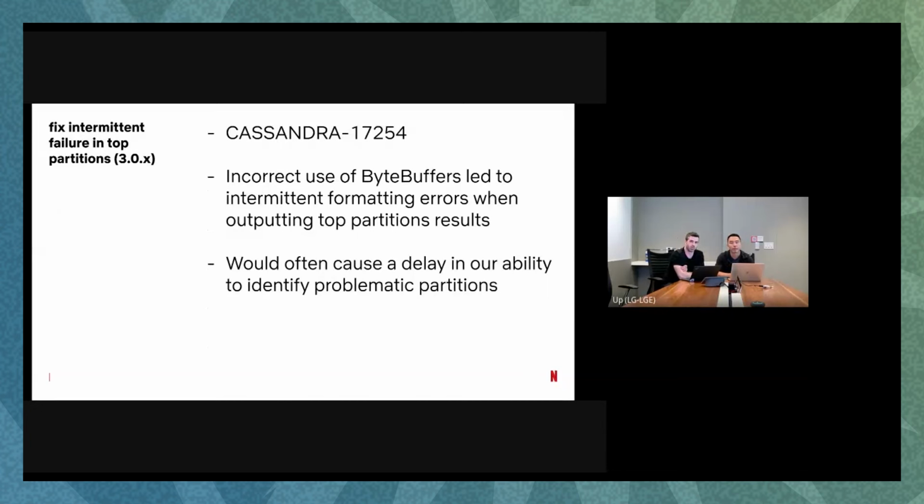Basically, it was an incorrect use of the byte buffer API that led to these intermittent errors, this edge case. And again, this would slow us down pretty significantly, sometimes to the point where our team couldn't use top partitions at all. And so it was important for us to fix.